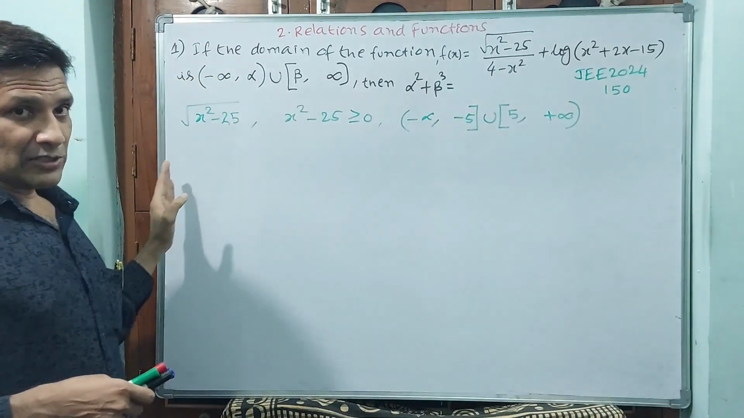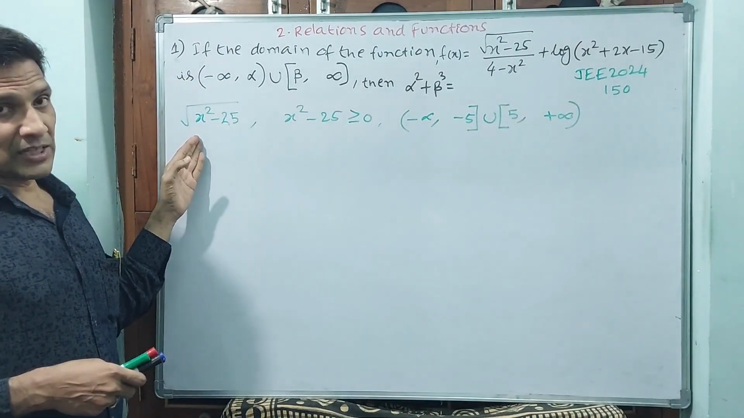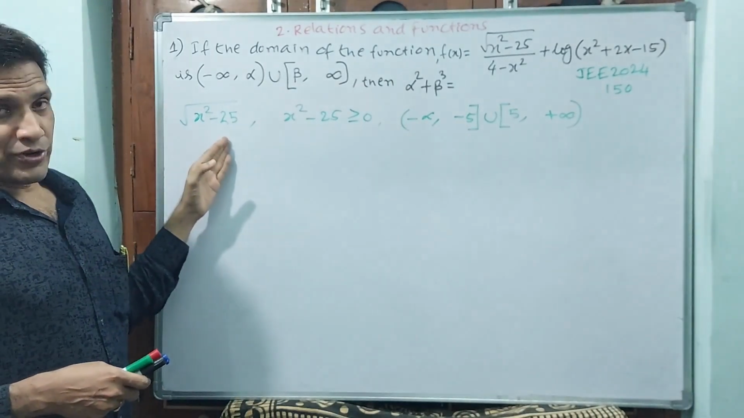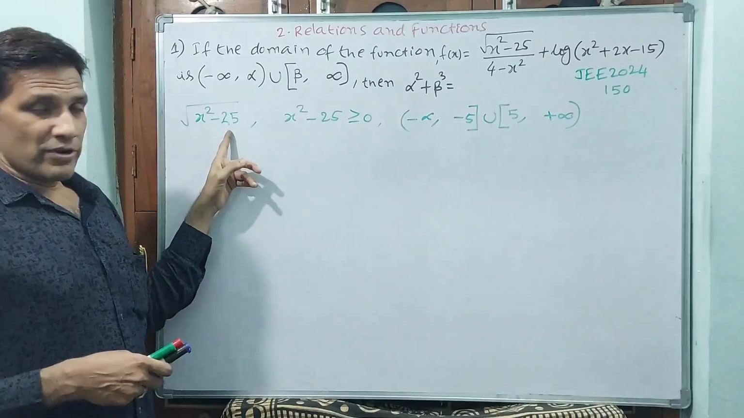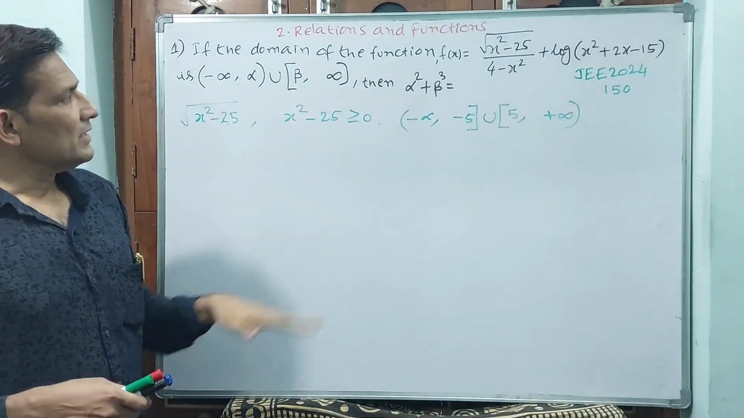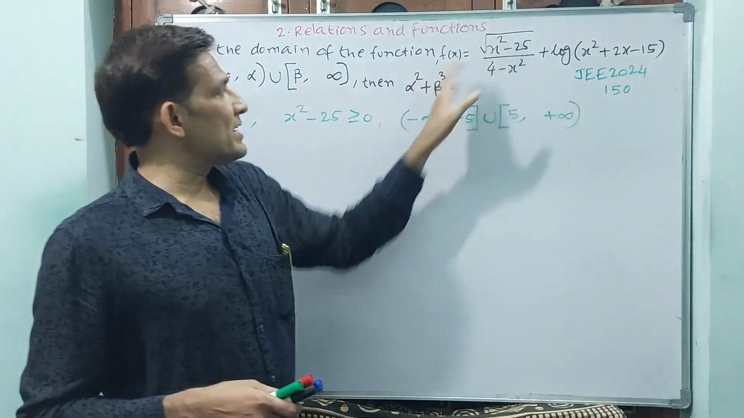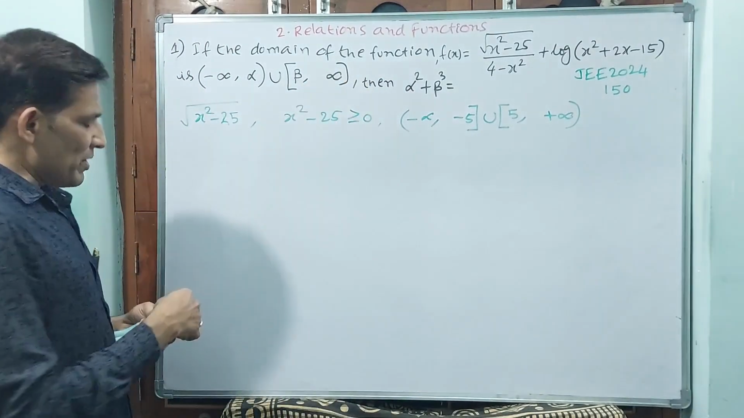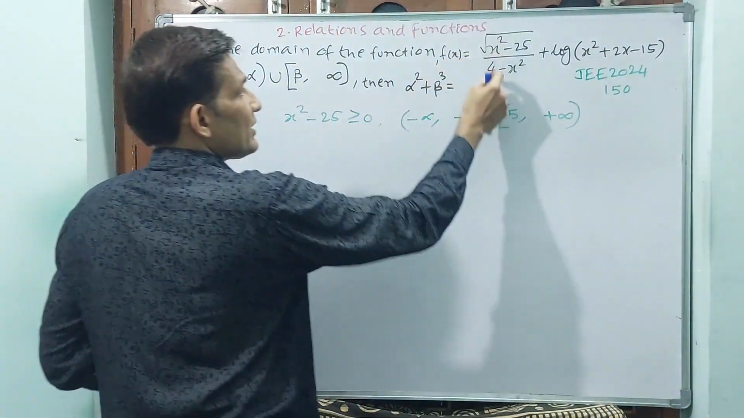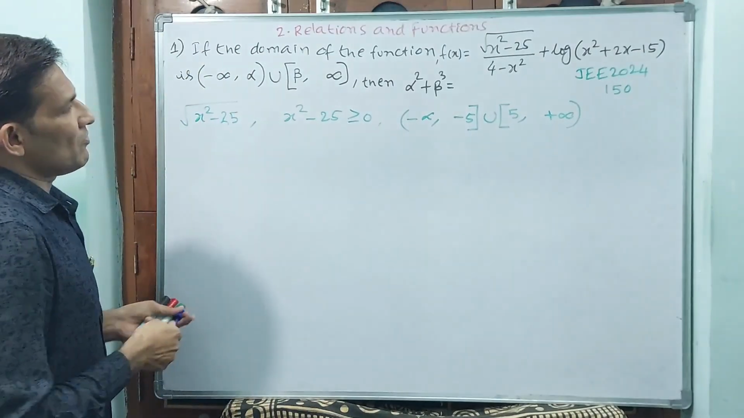Less than minus 5 you can give. Even if you give minus 6, it is 36 minus 25. Even if you give 7, it is 49 minus 25. So plus or minus works. That means for the numerator, this is the domain. But you have to see the denominator also. Numerator, denominator, everything you have to combine afterwards.